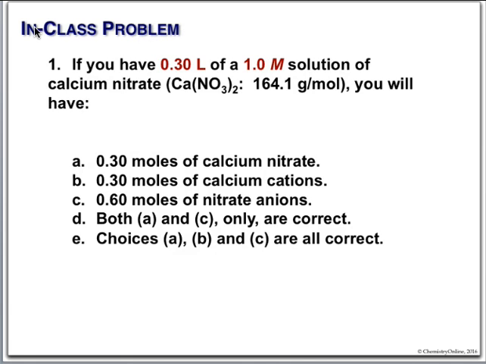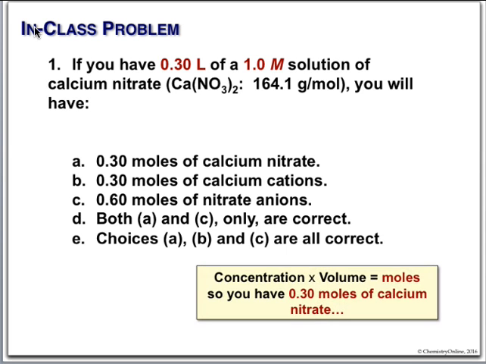So what do we have in this solution? When you look at a problem like this, first thing you should say is we have a concentration and a volume. And remember, concentration times volume is moles. Concentration times volume is moles. So we have 1 times 0.3. That means we have 0.3 moles of calcium nitrate.